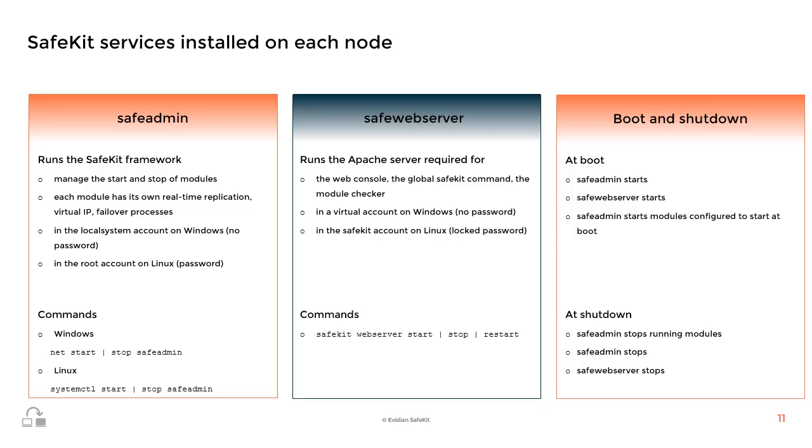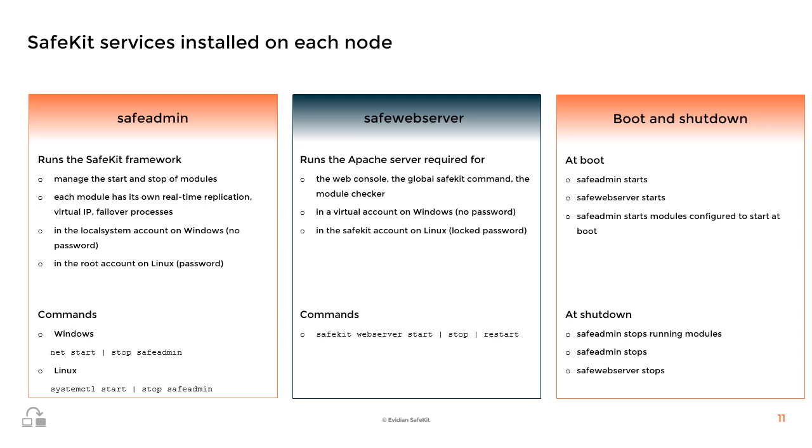Let's talk about the SafeKit services installed on each node. The SafeAdmin service runs the SafeKit framework. It manages the start and stop of modules, with each module having its own processes for real-time replication, virtual IP, and failover. On Windows, it operates in the local system account without a password, while on Linux, it runs in the root account with a password. For commands, on Windows, you can use netstart or netstop to control SafeAdmin. On Linux, you can use systemctl start or systemctl stop for SafeAdmin.